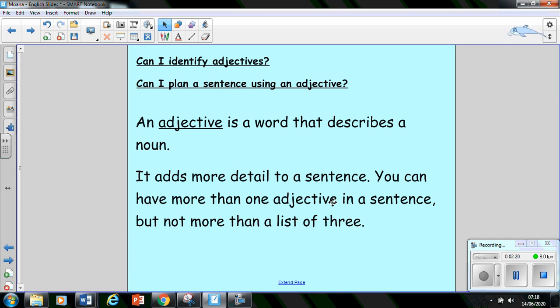So an adjective is a word that describes a noun, something that you can see or feel. It adds more detail to your sentence, it gives texture to your sentence, it makes it more interesting to the reader because you're using lots of descriptive words to describe your character or your particular object in your story or in your sentence. You can also have more than one adjective in your sentence, but remember not to make it more than a list of 3 in your sentence, okay? That was just a quick refresher before we begin our session.